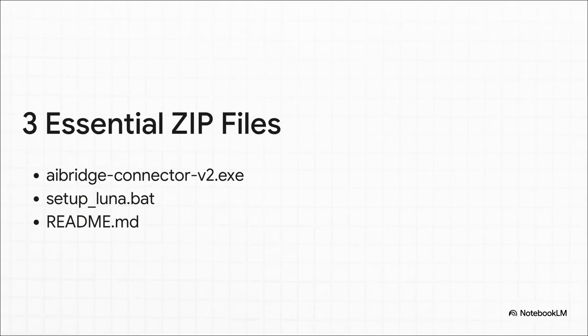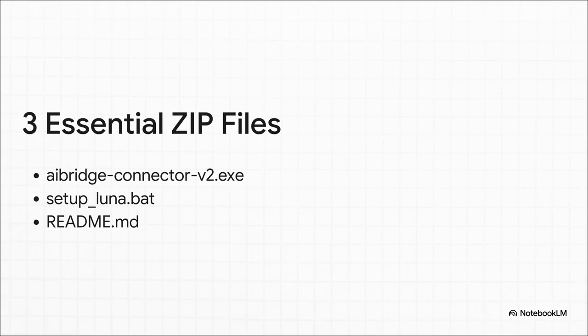When you download the Auto Setup tool, it comes neatly packed in a zip file. Once you extract that, you'll see exactly 3 files. First up is AI Bridge Connector v2.exe. This is the core connector program doing all the heavy lifting. Second is setupluna.bat. This is the batch file you're actually going to run. And third is the readme.md instruction manual.